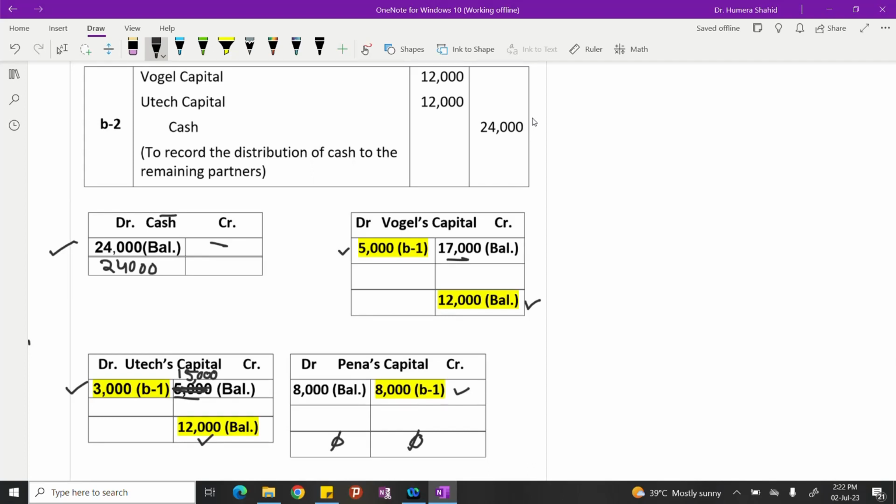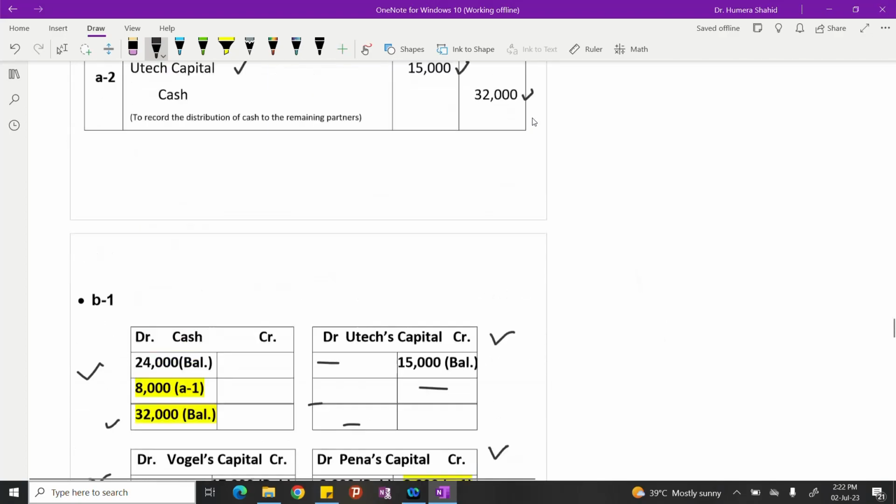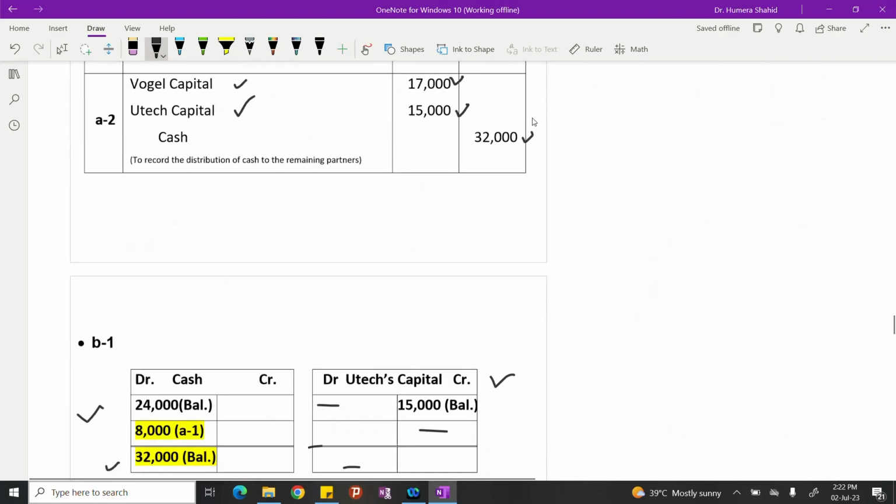So now let's check, do we have enough cash? It's 24,000. How much claim Vogel has? 12,000. How much claim UTech has? 12,000. 12 plus 12 is 24. So yes, we have money for them. So Vogel capital gets debit, UTech capital gets debit, and cash gets credit: 12,000, 12,000, and 24,000. This is it for exercise number 12-10.